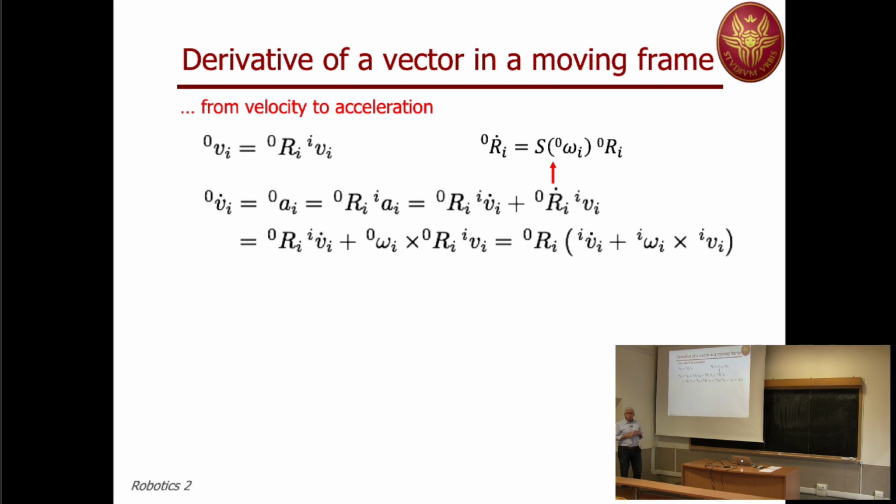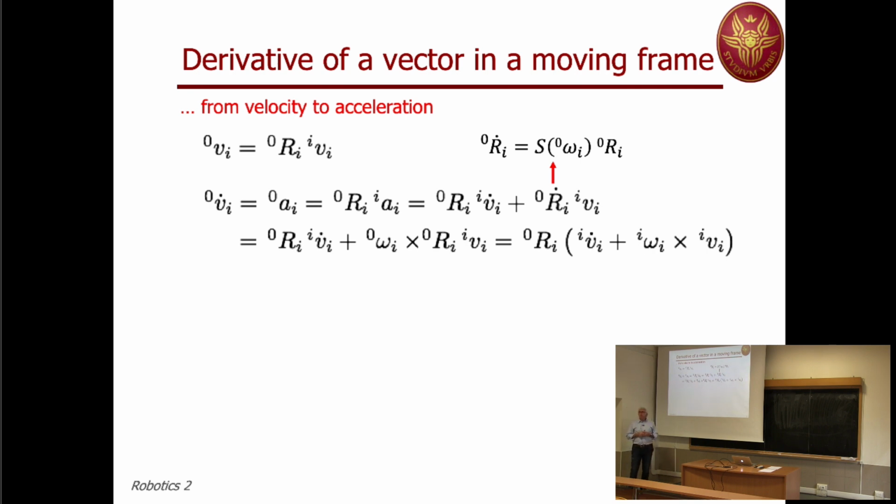So the 0 in superscript means that we are expressing this vector in frame 0, but the subscript i tells us about the body that we are considering or the frame we are considering. Of course, we could have the expression of the same vector in frame i, and the relation is through the rotation matrices R_0i. Okay, this is quite standard.